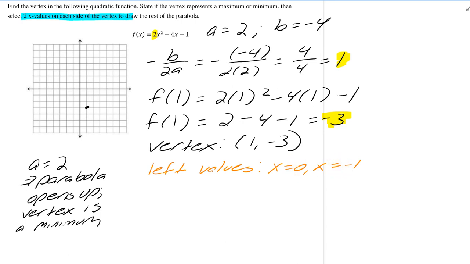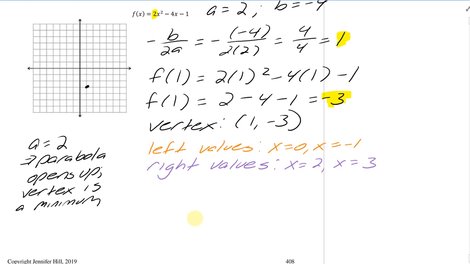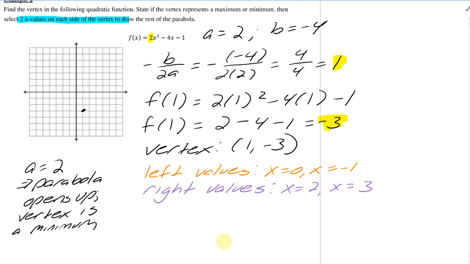Then I want to choose 2 right values of the vertex. Here's my vertex. If this is where my vertex is, what are two x values to the right of this? This would be x equals 2 and this would be x equals 3. So here are the two other x values. You're going to use the vertex to help you determine two values to the left and to the right. Now what I recommend is that you use a table to help you figure this out. I'm running out of space here, so let me erase this and then we'll make a table.